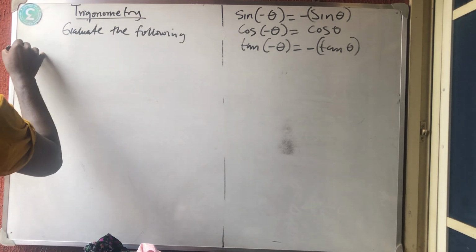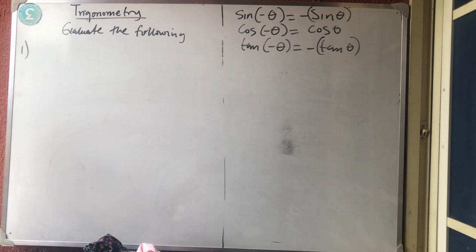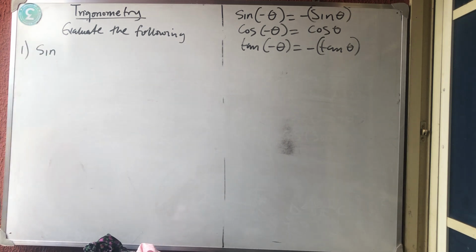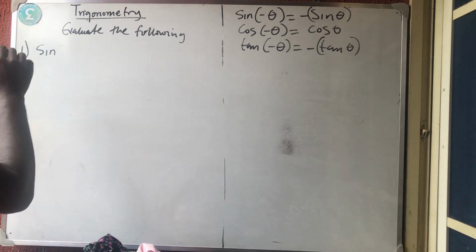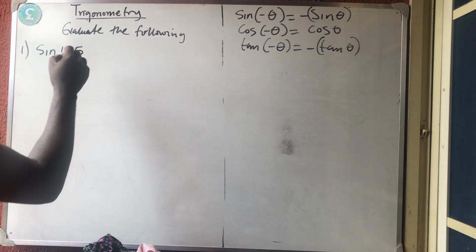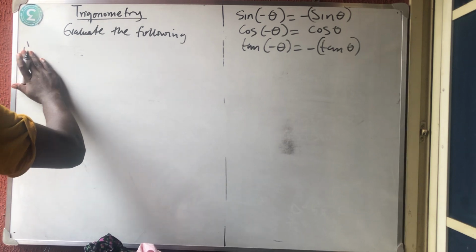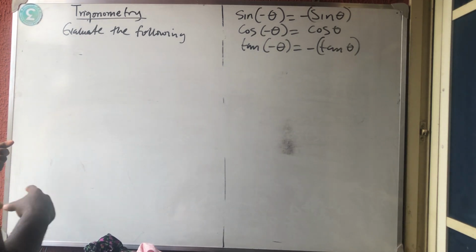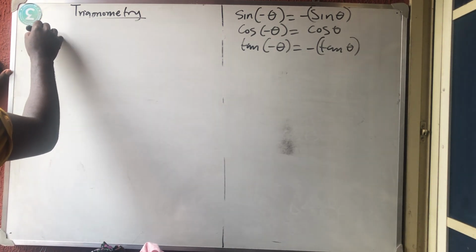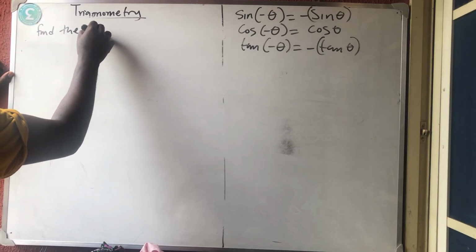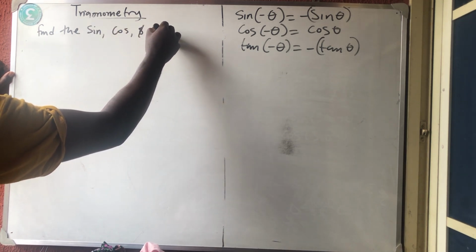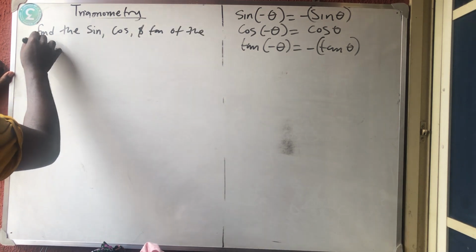Evaluate the following. Number 1, sine 135. Okay, find the sine, cos. Let me do it this way. Let me say: find the sine, cos and tan of the following angles.